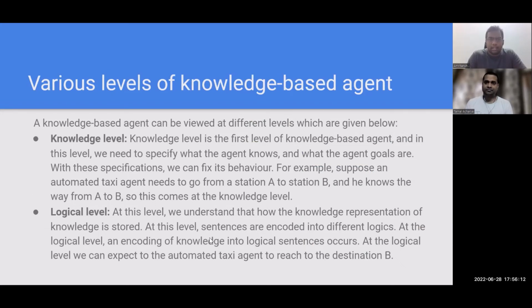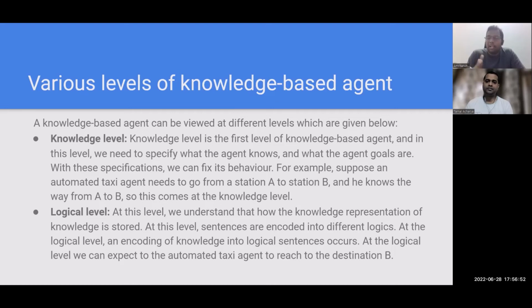As you have described here, there are various knowledge levels. We have different knowledge base agents and you can describe them at different levels. This knowledge level I can understand very easily. It is like a specification. You tell a taxi driver to start from, let's say, Indiranagar in Bangalore and go to Koramangala, right? This is a knowledge of what you need to do, a way to get from A to B. This is the knowledge level.